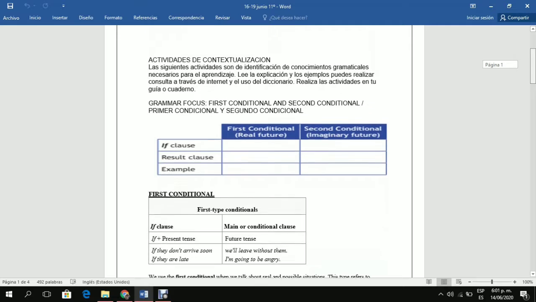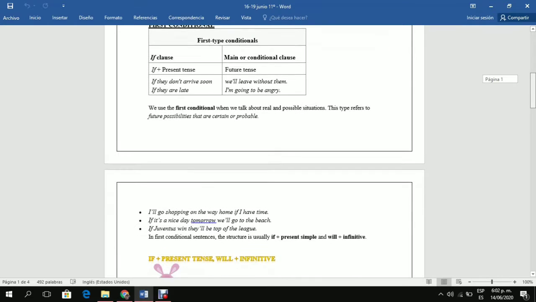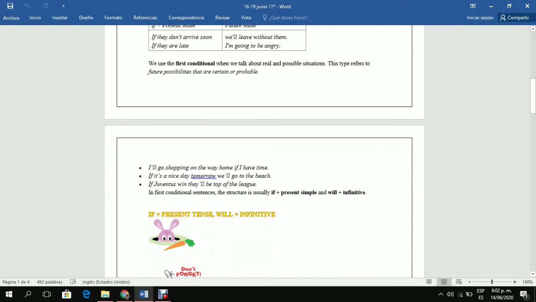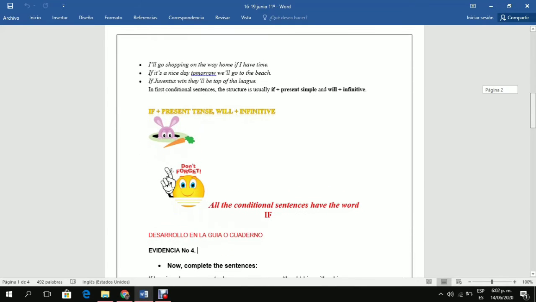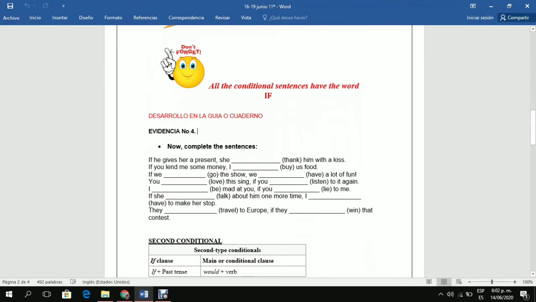For the first conditional, you can read and study the grammar structure. It's important: the word if is used for the clause, and the conditional clause uses the future tense. You can read the examples for the first conditional, and you have to read the grammar structure. Next, to study and understand the first conditional, you develop the exercise, evidence number 4.